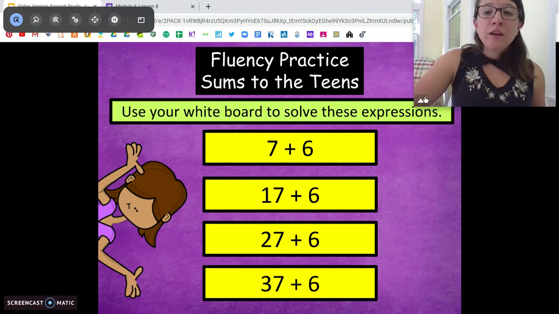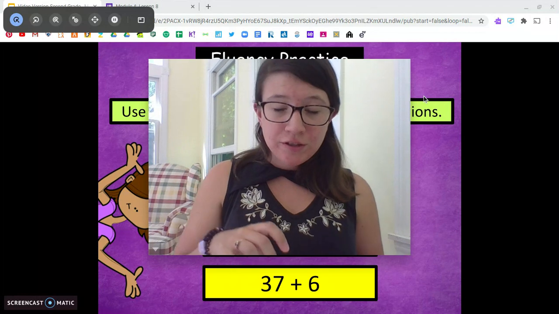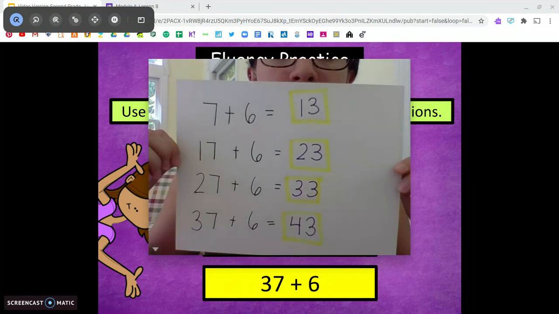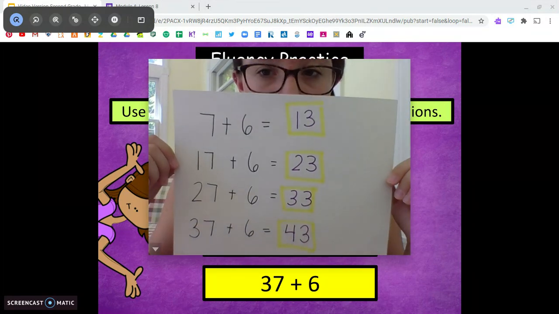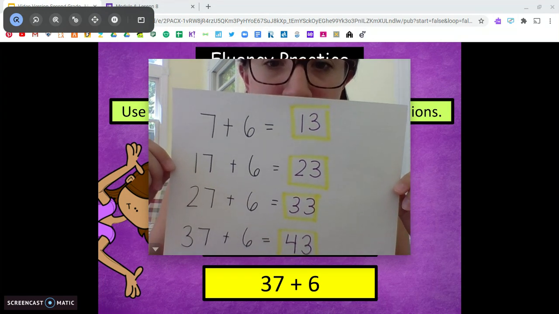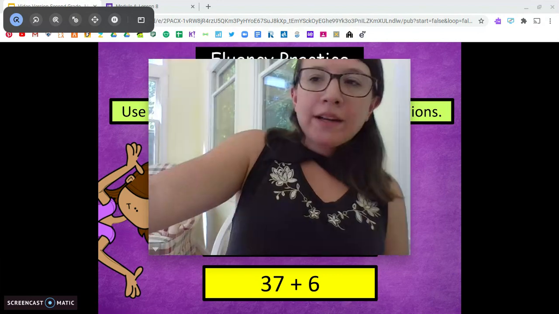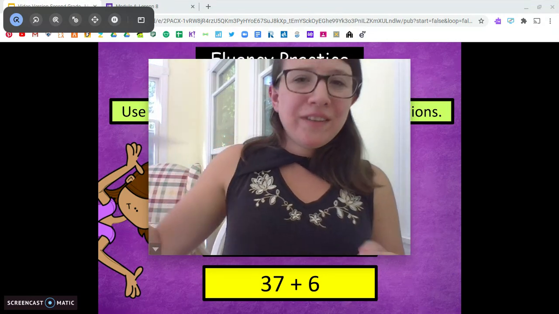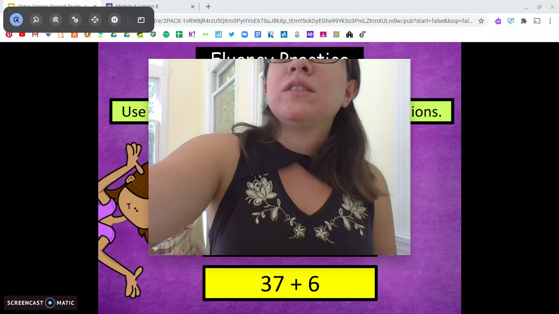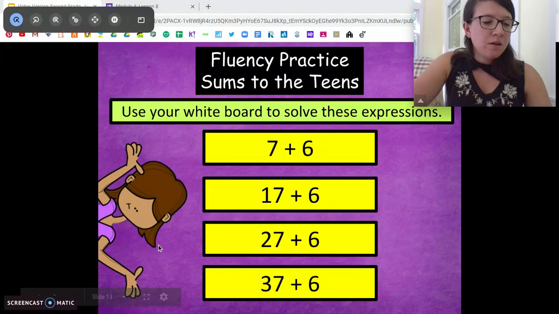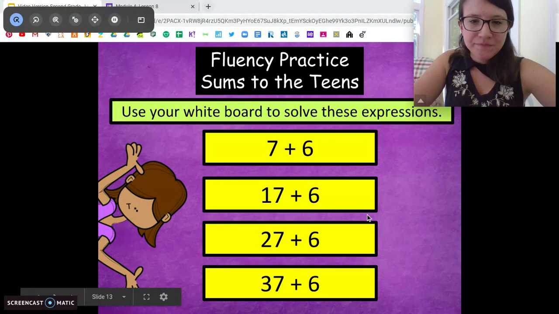Got it? All right. Should have figured out 7 plus 6 is 13, and then use that to solve for the rest. So go ahead and check your answers. Excellent work. Just practice noticing patterns and figuring out some of those, practicing using those basic math facts that we're good at. All right, moving on.